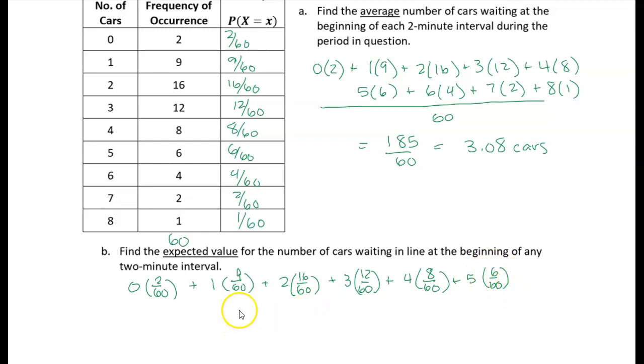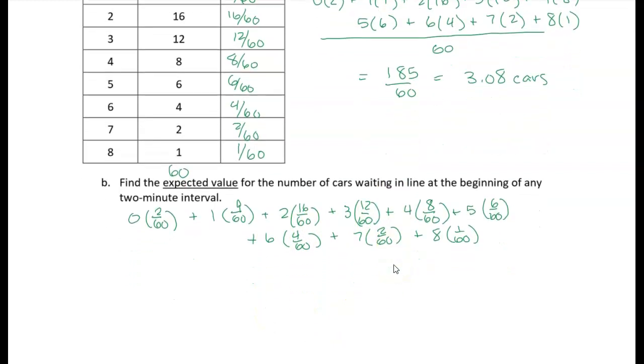We have, I guess I'll come down here, 6 cars waiting in line, 4 out of 60 times. We had 7 cars waiting in line, 2 out of 60 times, and 8 cars waiting in line, 1 out of 60 times. Now I just have to put that all in my calculator. Sometimes that's the trickiest part, getting all those numbers in there correctly. When I do that, I got 185 out of 60, and that's the same as 3.08 cars.